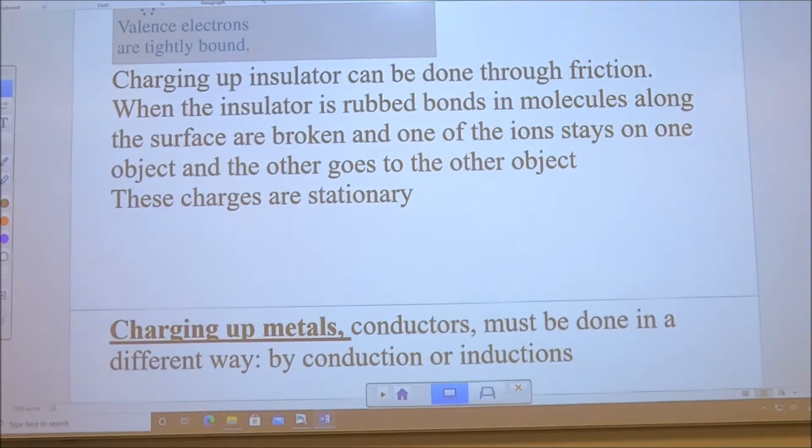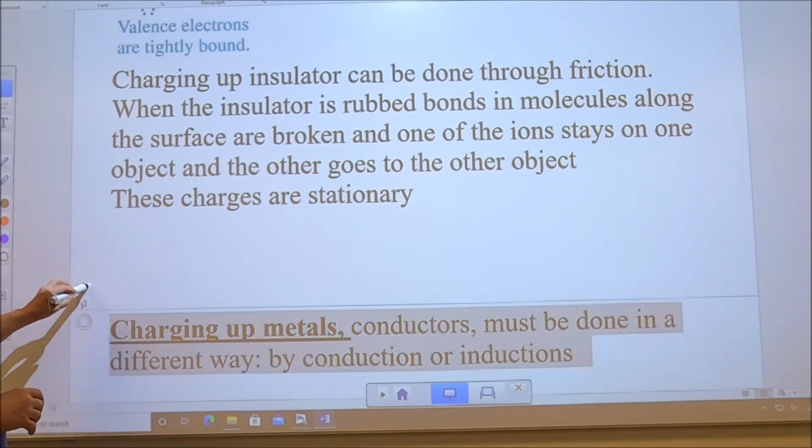Charging up insulators is done through friction. When the insulator is rubbed, the molecules along the surface are broken, and they're broken in such a way that they create ions, and one of the ions stays on one of the objects, and the other ion of the opposite charge is transferred to the other object involved in the rubbing.